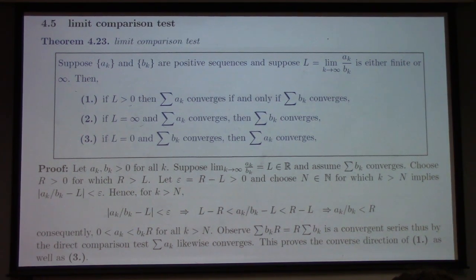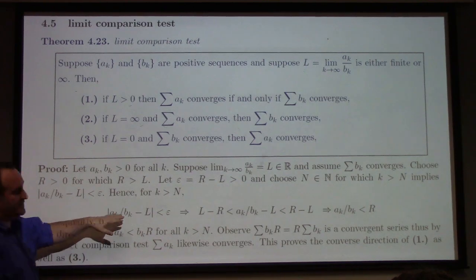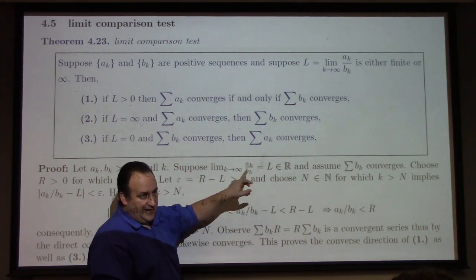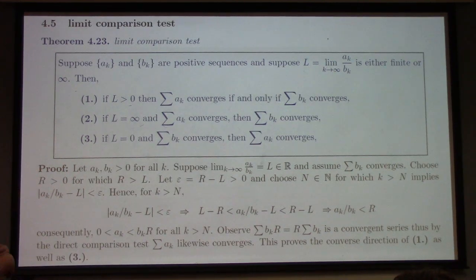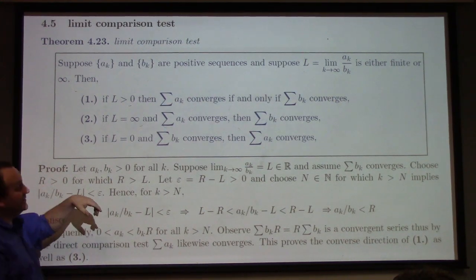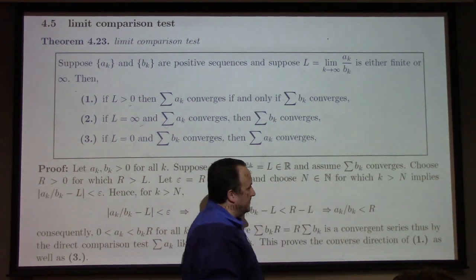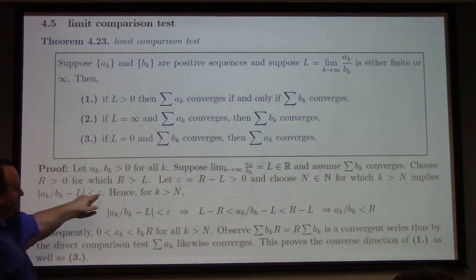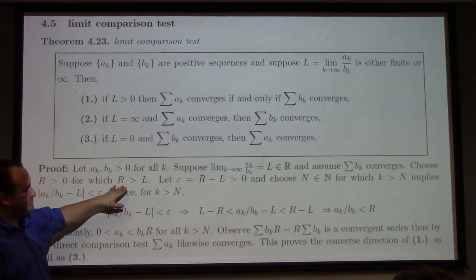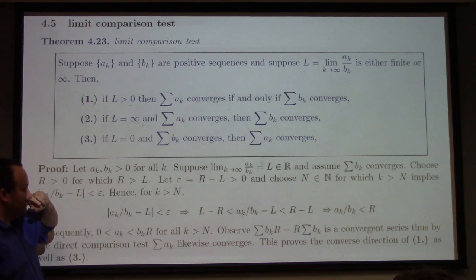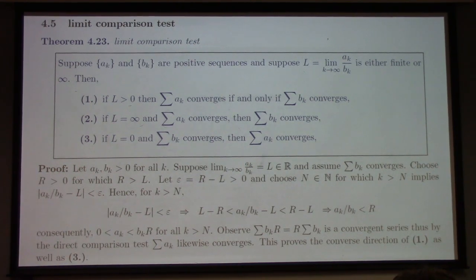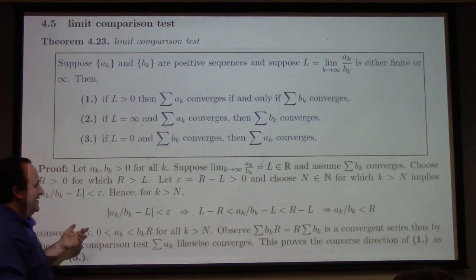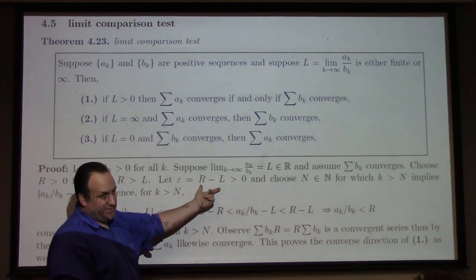Okay, so the proof is actually very simple, especially for part one. So suppose the limit exists and it's a real number, all right? That limit existing gives us the ability to choose epsilons that make certain things happen, right? That was the definition of the limit. But if we suppose that limit exists, and we suppose that the sum of B_k converges, all right? Well, then we can choose R, which is greater than L, right? Because if L is a real number, is there any other number bigger than it? Well, yes, right? Any real number, you can always pick a number bigger than it. So if that's the case, then if we make epsilon equal to R minus L, well, that's a positive number.